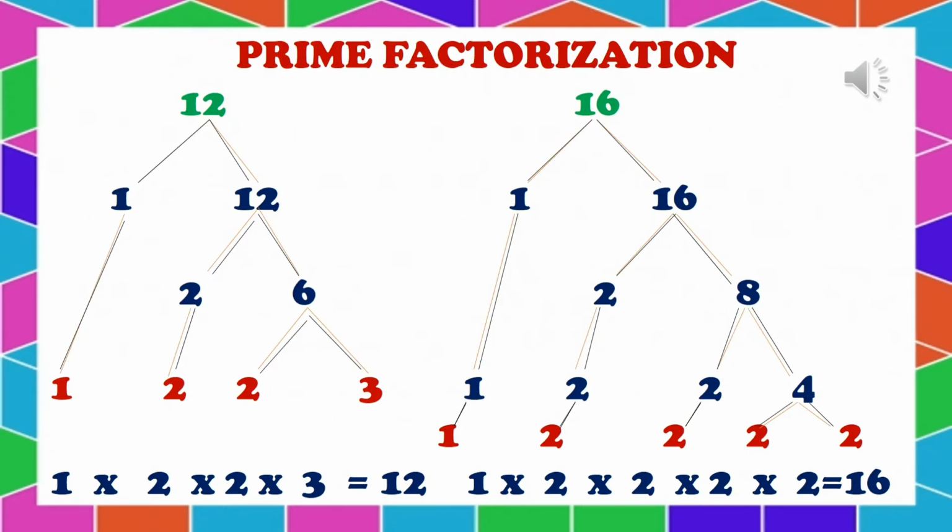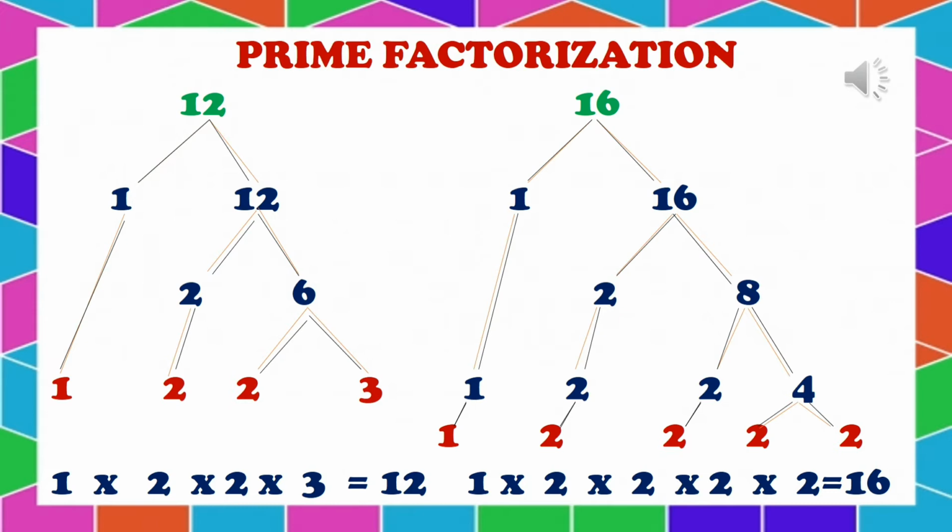Okay, we will now discuss prime factorization. In prime factorization, we look for the prime factors of a particular number. We have example number 1, which is 12. First we are going to get the factors of 12. The factors of 12 are 1 and 12. 1 multiplied by 12 will give us 12. So that is the first factor.